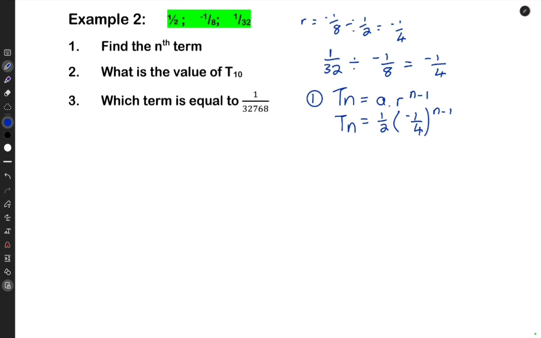Now I'm going to use my Tn formula. Now guys, please do not multiply the half and the quarter. In geometric sequences, and remember our grade 9 exponent rules, if the exponents are not the same, you're not allowed to multiply the bases. So I'm just keeping my Tn formula like that. To get the 10th term now for question 2, I'm going to take my formula and I'm just going to sub in the value of 10. So T10 would equal a half times negative a quarter to the power 10 minus 1.